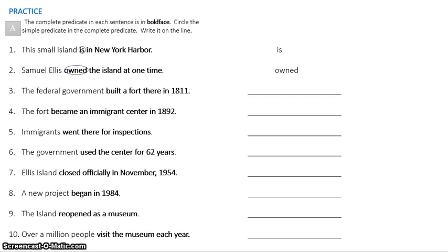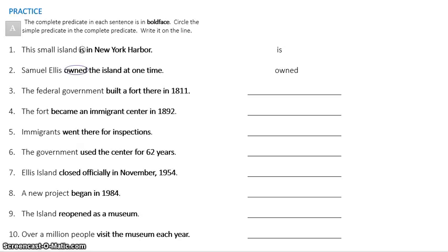All right. So what I want you to do is go through 3 through 10 on your own and see if you can figure this out. You're looking for the simple predicate, but another name for simple predicate is the verb. You're going to look specifically in the bold-faced words because that's your complete predicate. All right, so go ahead and circle those, write them on the line, and then we'll come back and check.